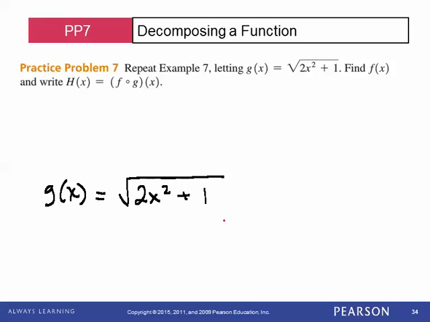So for practice problem number 7, it says repeat the problem and let g of x actually be the square root of 2x squared plus 1. What is f of x? Don't say it out loud. Think about it. See what you guys say. I'll give you a whole 10 seconds. Okay, time's up.